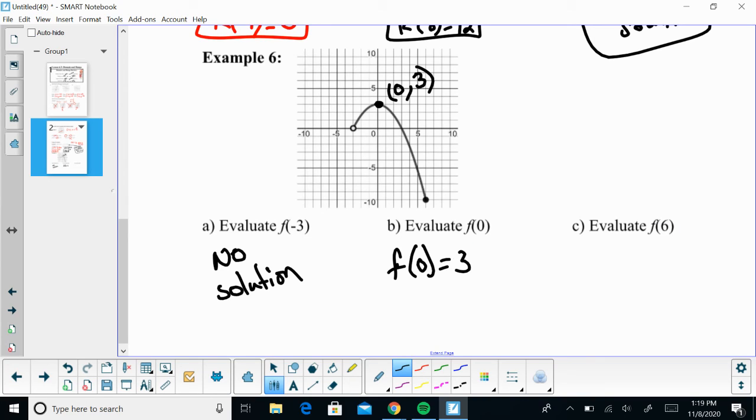How about f of 6? F of 6 is down here, and that would be the point (6, -10). Oh, no, actually, it looks like that's -9. So f of 6 equals the y portion, -9. That's how we evaluate functions.